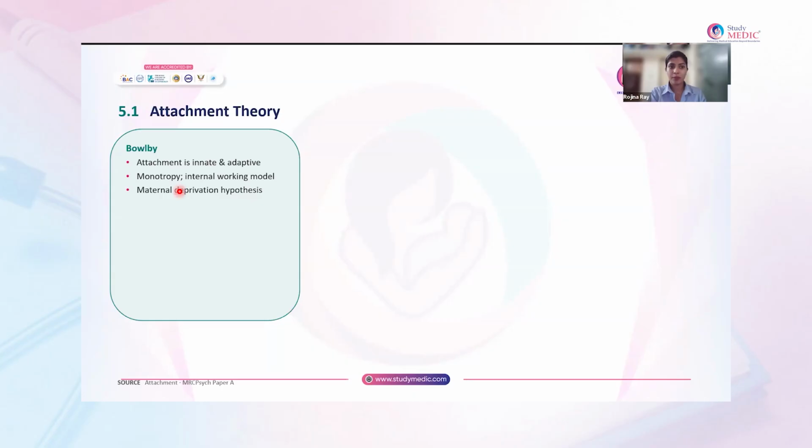A key concept that Bowlby introduced here is monotropy. What is monotropy? As I mentioned, infants have a tendency to attach primarily to one figure, whom Bowlby called the primary attachment figure. And this tendency or bias of the child towards a primary or principal attachment figure is what we call monotropy.